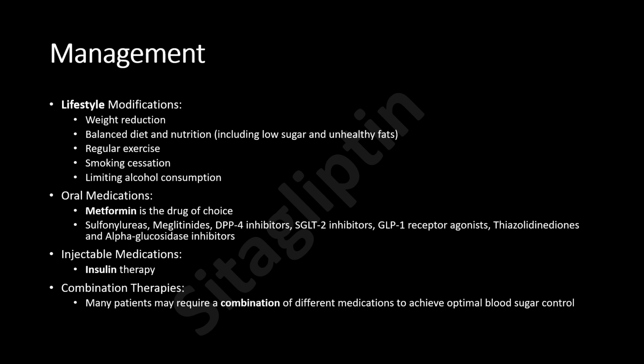When we talk about the oral medications, metformin is the drug of choice until and unless stated otherwise, in case of contraindications. Other oral drugs include sulfonylureas, meglitinides, DPP4 inhibitors, SGLT2 inhibitors, GLP-1 receptor agonists, thiazolidinediones, and alpha glucosidase inhibitors, acarbose, etc. All of these are responsible for decreasing insulin resistance, increasing the production of insulin, and proper glycemic control.